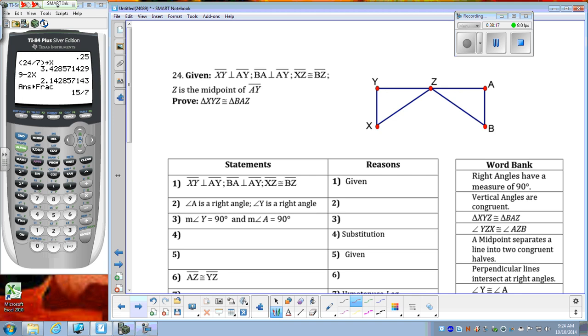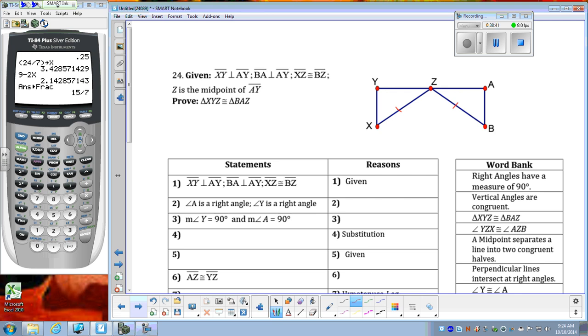Next page, proofs. I want to mark off on my given information. I know that XY is perpendicular to AY. And I know BA is perpendicular to AY, and I know that XZ is congruent to BZ. And that's given to me. So my first reason, remember, is always given.